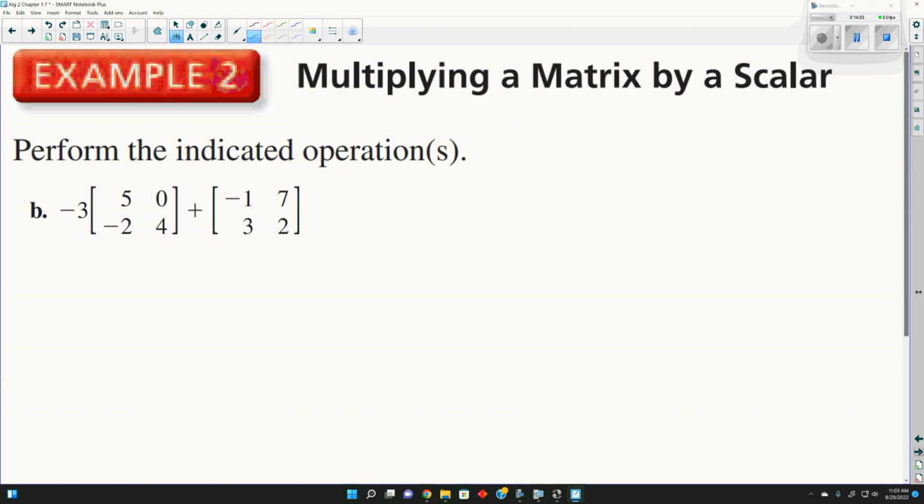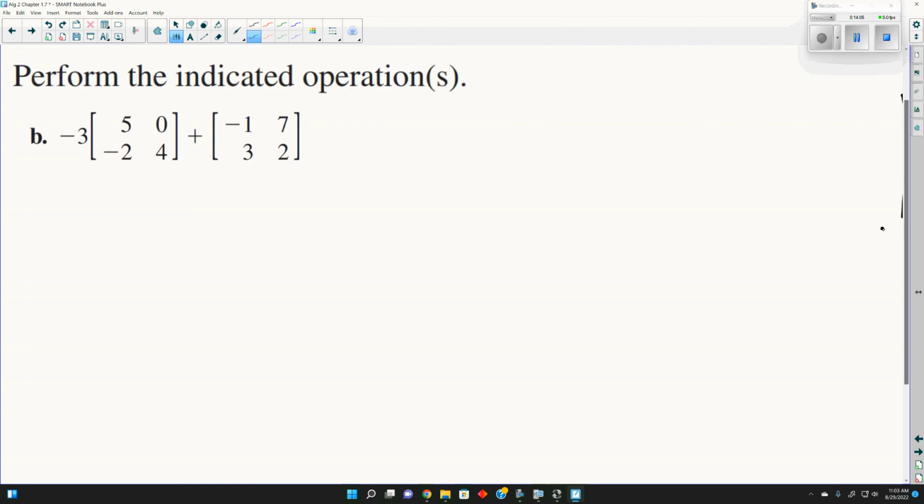When we do these by hand, the first thing we'll want to do is to apply the scalars to each matrix and then add or subtract the corresponding matrices. So the first thing we can do is multiply this first one by negative 3. So we'd say negative 3 times 5, negative 3 times 0. Then we'd have negative 3 times negative 2, and negative 3 times 4.